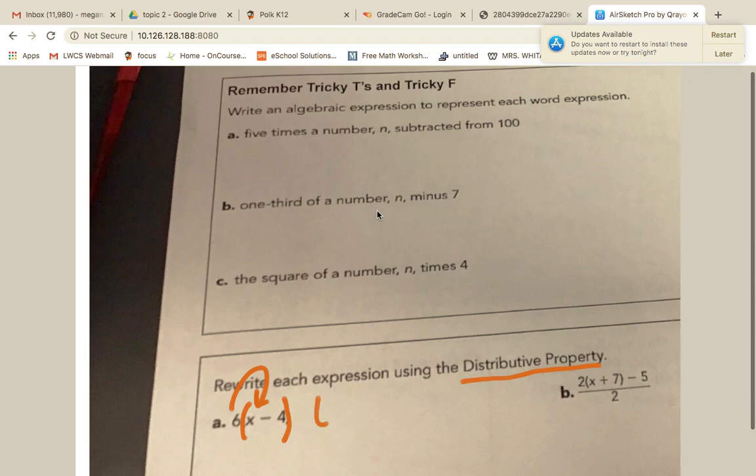Distributive property means you're going to distribute this 6 with everything inside. So you're going to do 6 times x, which would give you 6x. And then you're going to do 6 times 4, which would give you 24. And so this is what they're looking for, okay? And you can also use dividing also.